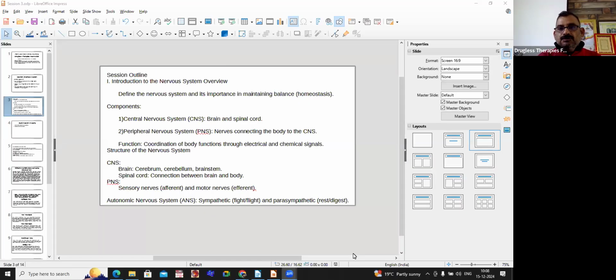Today we are going to study about the nervous system. In the nervous system, there is the central nervous system and the peripheral nervous system. In the central nervous system, the spinal cord and the brain are the main parts which we are going to study.